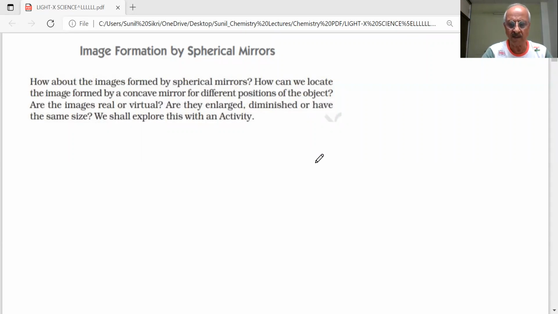Good evening, and I welcome you students for another very important and amazing session on the chapter of light, reflection and refraction. Last time we introduced what spherical mirrors are, and we also showed you what type of image is formed by a plane mirror.